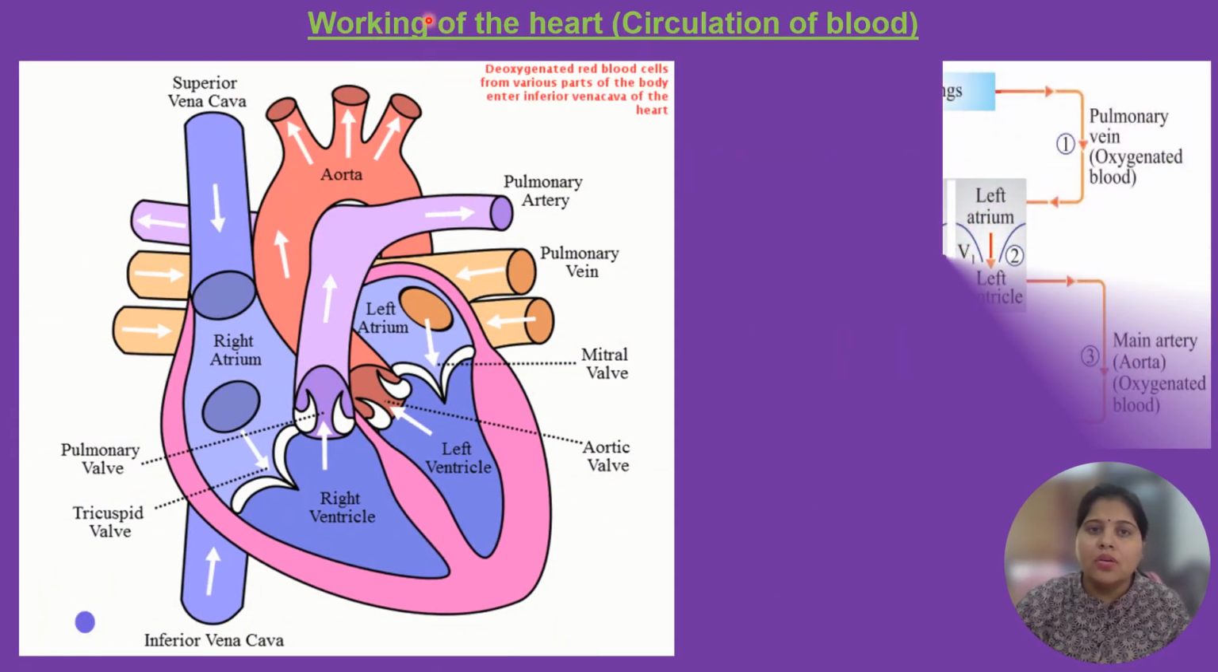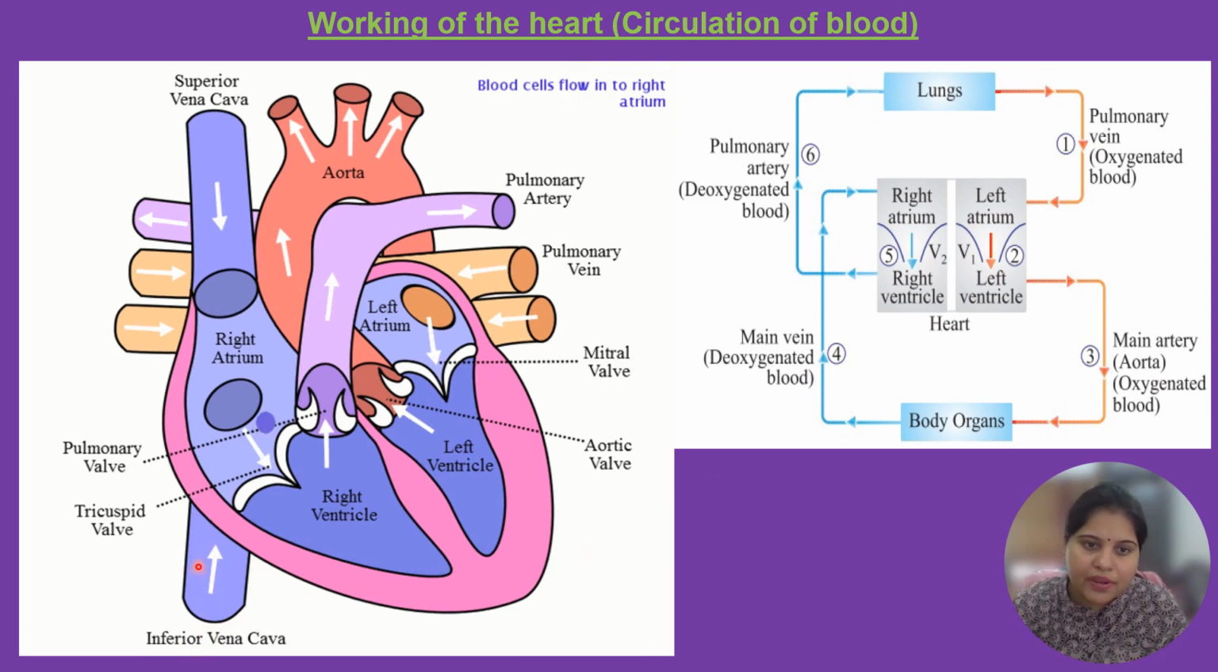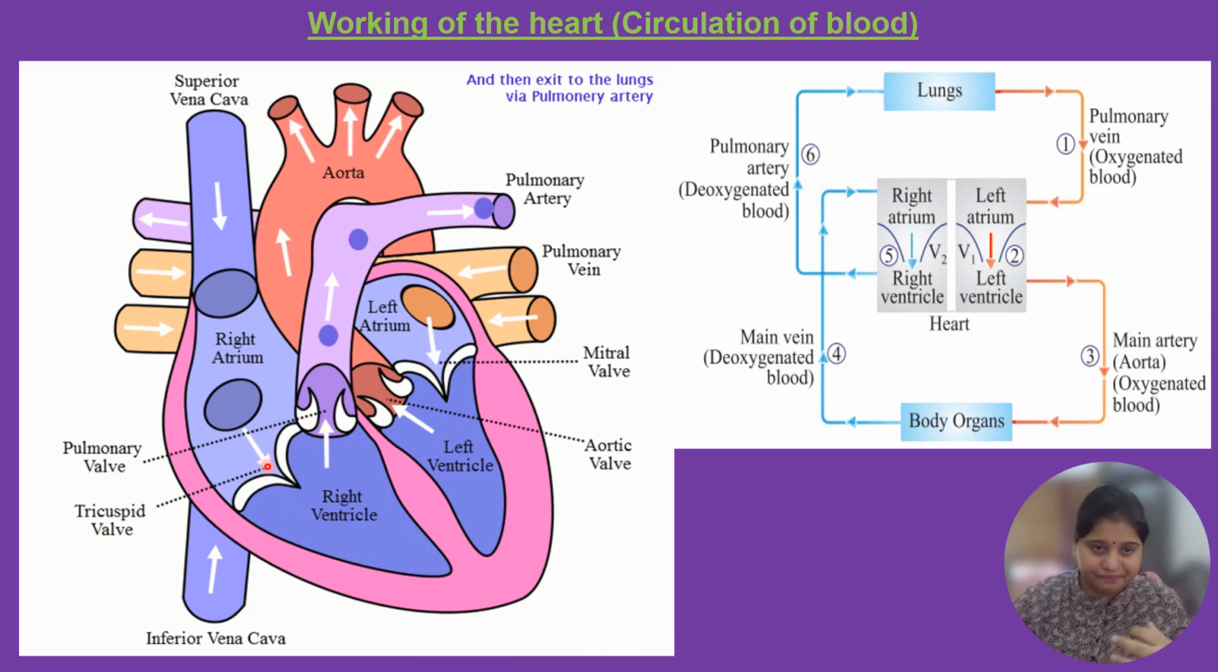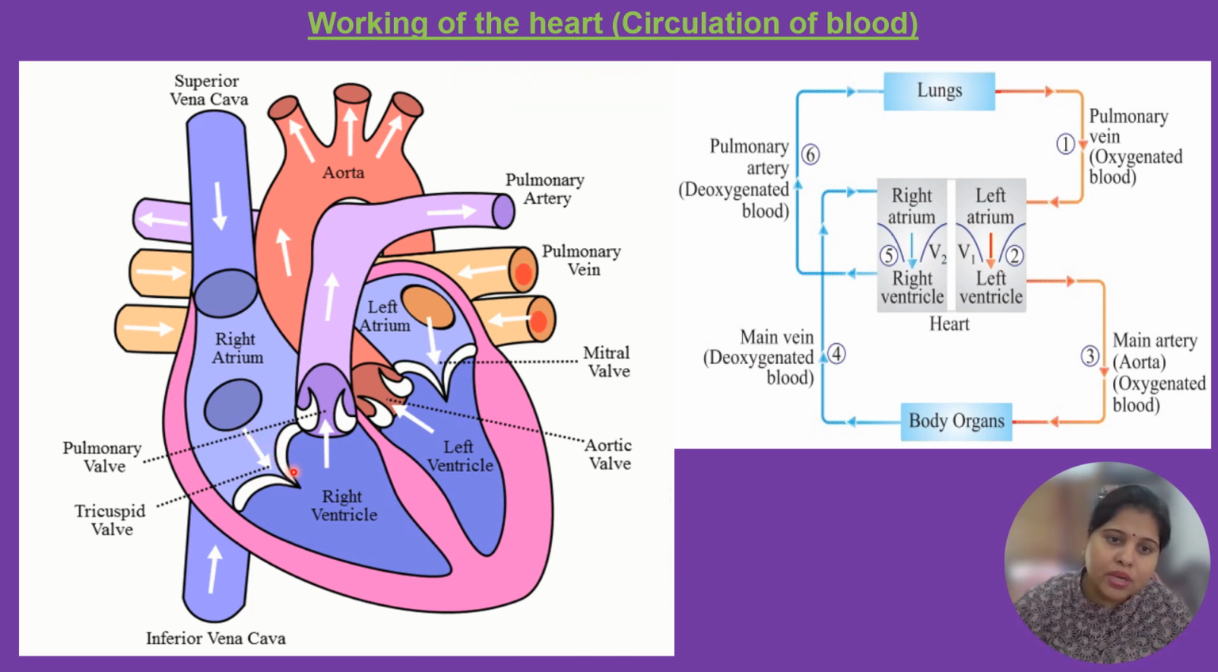So now working of the heart means circulation of the blood, how the blood circulates in the heart. So first you concentrate here. This is the inferior vena cava. Through the inferior vena cava, blood enters the right atrium. To receive the blood from the inferior vena cava, the right atrium expands. When blood enters the right ventricle, that time the right atrium contracts and the right ventricle expands.